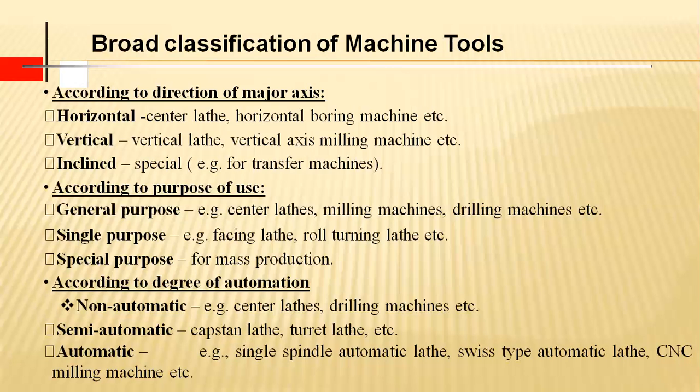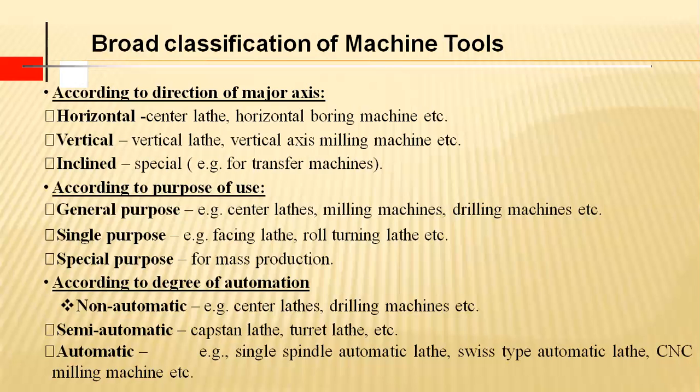According to the purpose of utilization, the first one is general purpose: center lathes, milling machines, and drilling machines. Second is single purpose, used for operations such as spacing, step cutting, and knurling, such as the roll turning lathe. And the third one is special purpose, that is for mass production, which is bulk production also.